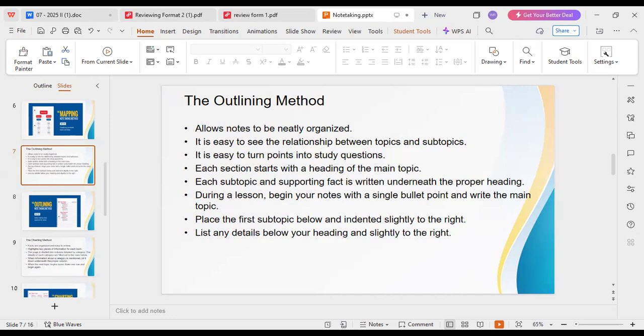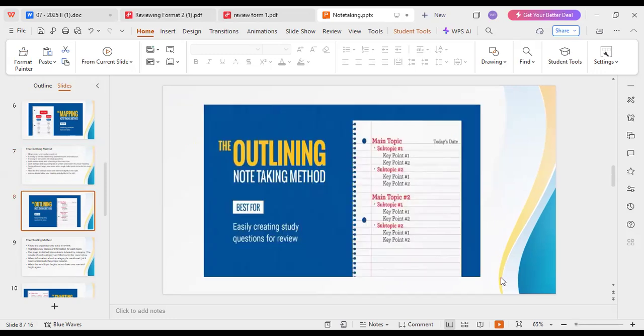Here, what happens is this method uses a systematic indentation system, right? So, here you can see, indentation is used. There's a space from the main topic to the subtopic, and indentation is used here as well, right? So key points have more indentation than the subtopic. Likewise, there you can see. So here again, you can show relationships between ideas, right? According to the order of importance, I would say specifically.